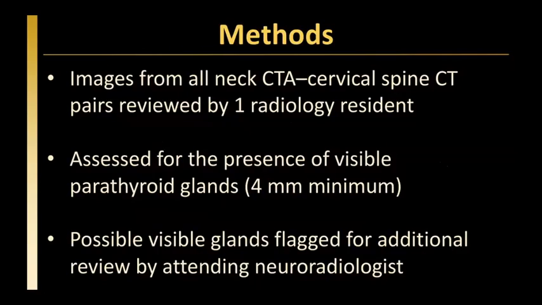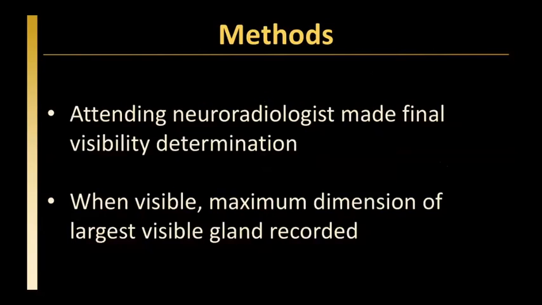Following a parathyroid 4D CT training session, the images from all neck CTA and cervical spine CT pairs were reviewed by one radiology resident who assessed for the presence of visible parathyroid glands. A 4 millimeter minimum size cutoff was used. Possible glands were flagged for additional review by an attending neuroradiologist with 4 years experience interpreting parathyroid 4D CT. The attending neuroradiologist made the final gland visibility determination, and when visible, measured and recorded the maximum dimension of the largest visible gland.